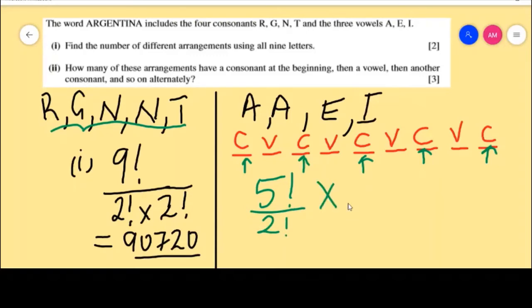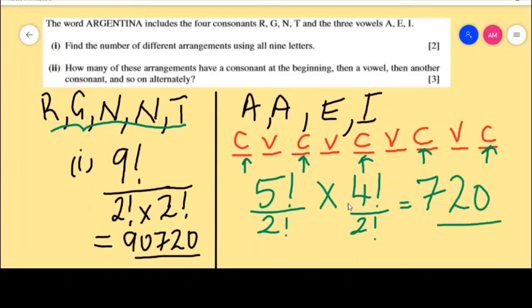I'm going to do the vowels. I've got 4 vowels, 4 factorial, but the A's repeat, so over 2 factorial. And if I do that on my calculator, I get 720. Right. So this is basically how I do the question there.